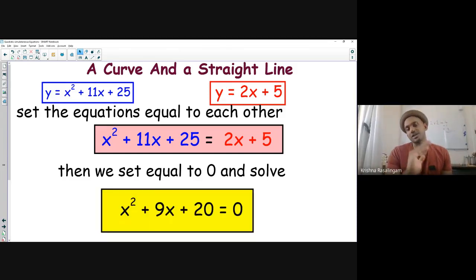So if we move the 2x to the left-hand side and the 5 to the left-hand side, you'll see we get x squared plus 9x plus 20, and that's where we'll take it on the next page.